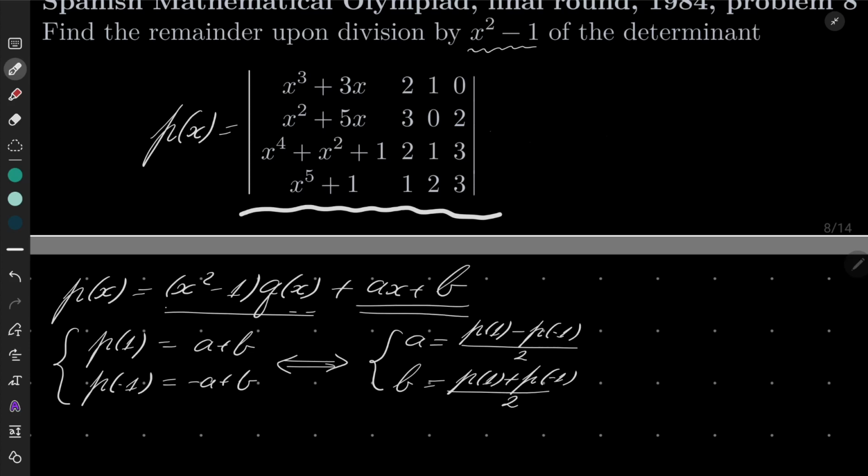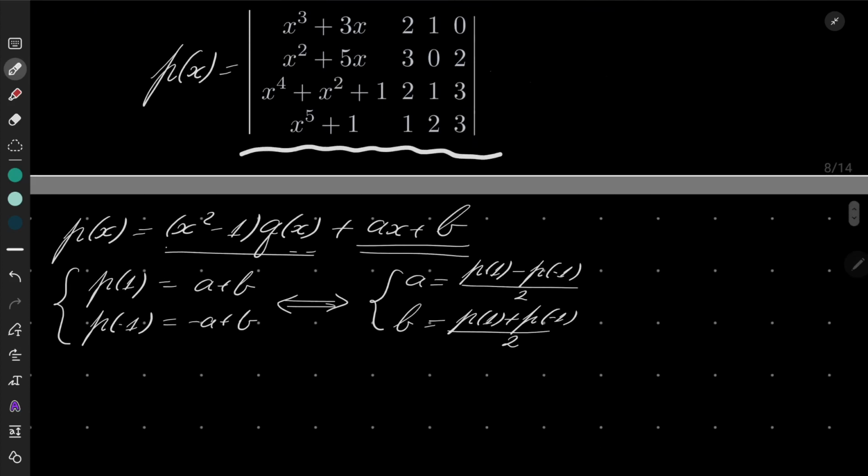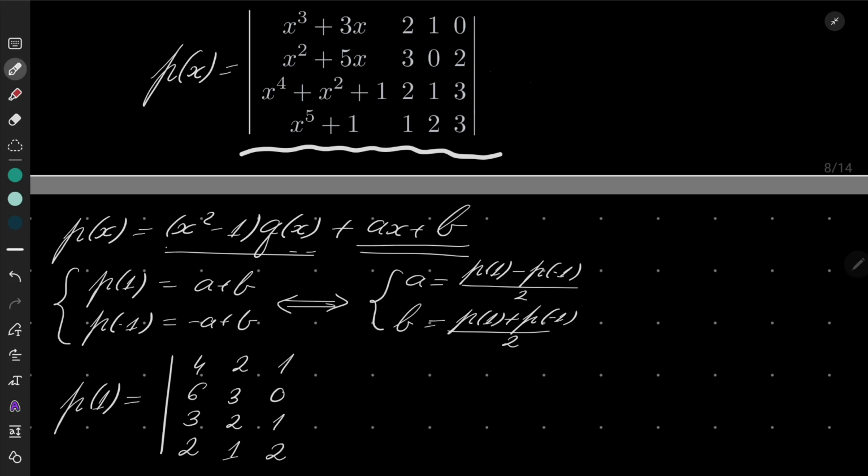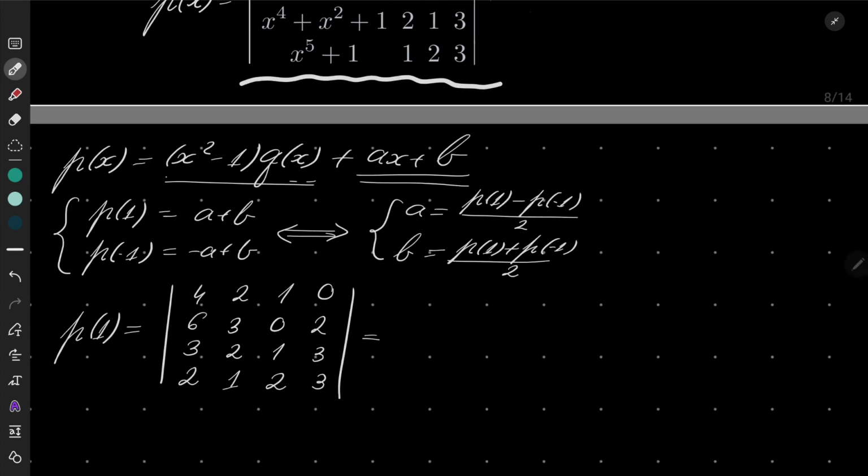So now we just need to find p of 1 and p of minus 1. So let's plug it into our determinant. p of 1 is just the determinant of the following matrix: 4, 6, 3, 2, 2, 3, 2, 1, 1, 0, 1, 2, 0, 2, 3, 3. And we should be able to find this determinant. It's a 4 by 4 determinant, so there is no accessible explicit formula.